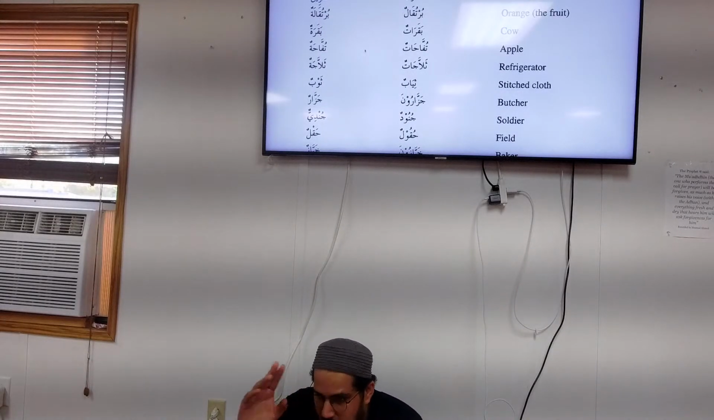Talibun can be pluralized as talibuna. It can be pluralized as tullab. It can be pluralized tulaba'u. It can also be pluralized as talabatu. Talabatu, just like du'atu. The plural? Yes, the common one. Sounding common.